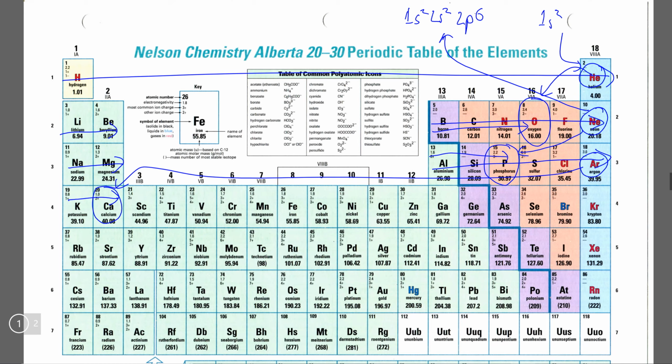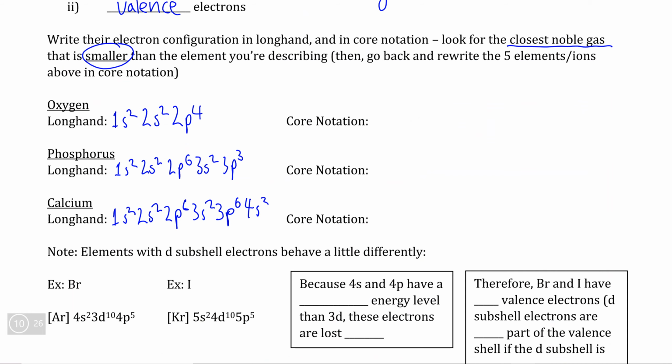Argon would have a longer configuration, so argon would be 1s2, 2s2, 2p6, 3s2, 3p6, because again, all of the 1s, 2s, 2p, 3s, and 3p subshells are completely full. Now, this is important. The noble gas electron configurations are important when we go back and look at the elements that we want to shorten.